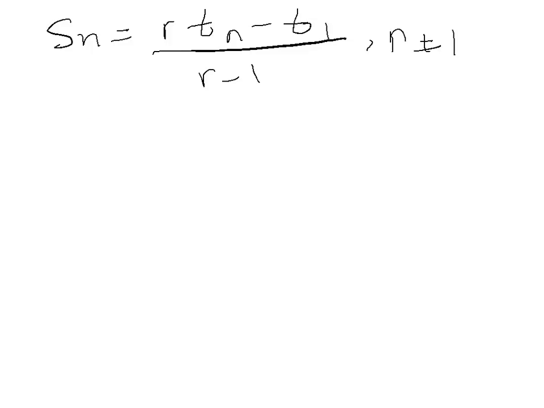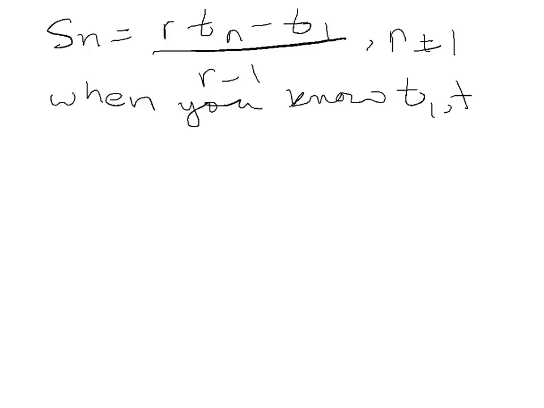This formula is going to be used when you know T1, Tn, and R. So can you remember what the difference was between this formula and the one we just saw? That's right. This formula, we need the last term, and if we don't know the last term, we have to use the first formula that we saw.